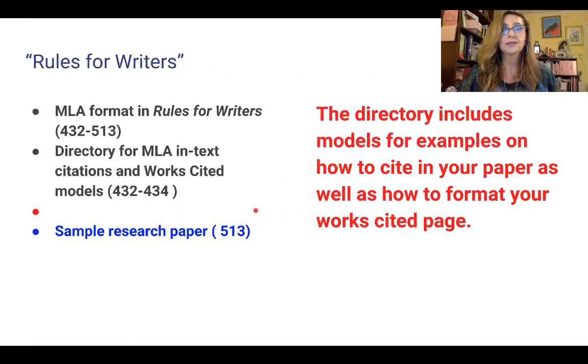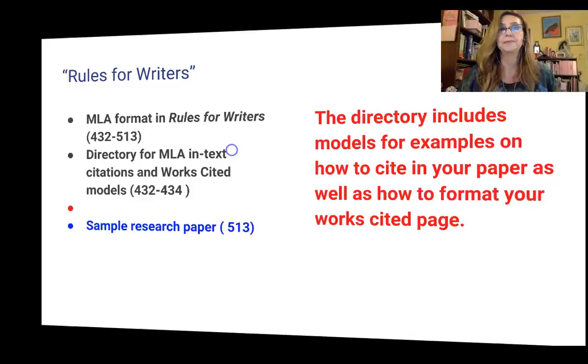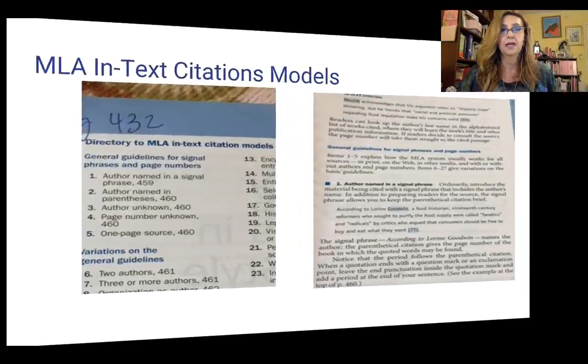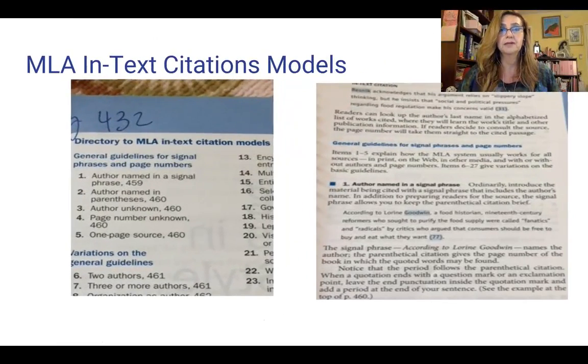The first resource that we're going to look at is Rules for Writers. So your book, Rules for Writers, the textbook that I assigned for this class, is a handbook, and this handbook has a section on MLA format in your book, and there's also a section on MLA in-text citations and works cited models, as well as a sample research paper. The MLA in-text citation models, the directory is located on page 432.